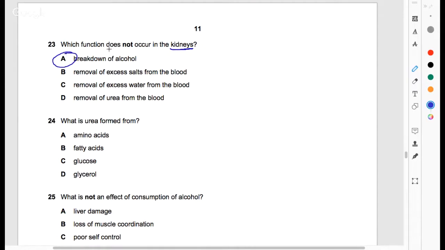So A is the correct answer, the one that does not occur in the kidney. Removal of excess salt from the blood, that is done by the kidney. If you have a very salty meal, then the kidney excretes salt into the urine. You get very salty urine. Removal of excess water from the blood: if you drink lots of water and become overhydrated, then the kidney will allow more water to pass into the urine. Removal of urea is also done by the kidney. So these are all actually done by the kidney.